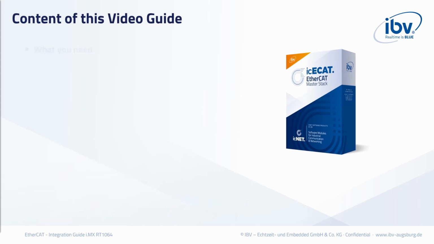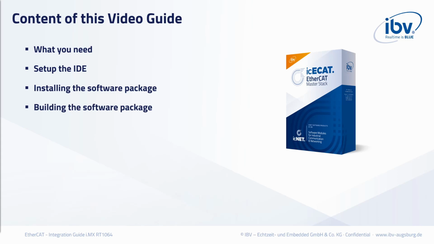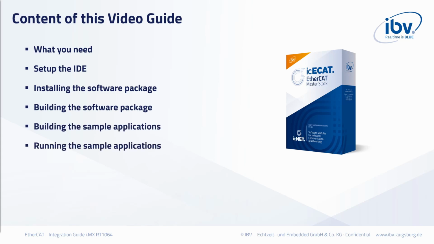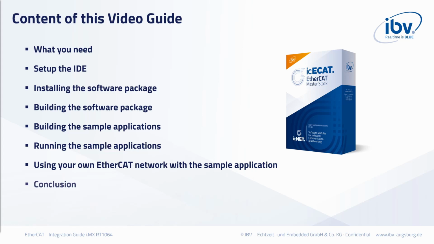So here I have a list of the steps we will do. All the steps are marked as chapters in this video, so you can jump forward to chapters or skip chapters if you're not interested. Okay, so first we will talk about what you need for this video. Then we will set up the IDE. We will install the software package, building the software package, building the sample applications, running the sample applications, then a guide how to use your own EtherCAT network with the sample application. And then I will give you some hints where you can get some more information about our software products.